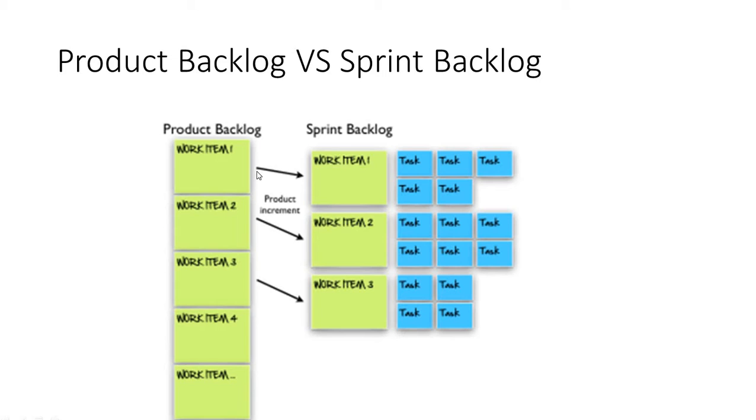And how we form the sprint backlog is simply, we copy the user stories, and then we divide the user stories into different tasks. It depends on the complexity of the user story. So for example, work item 1 is divided into 5 tasks, work item 2 is divided into 6 tasks, and work item 3 is divided into 4 tasks.